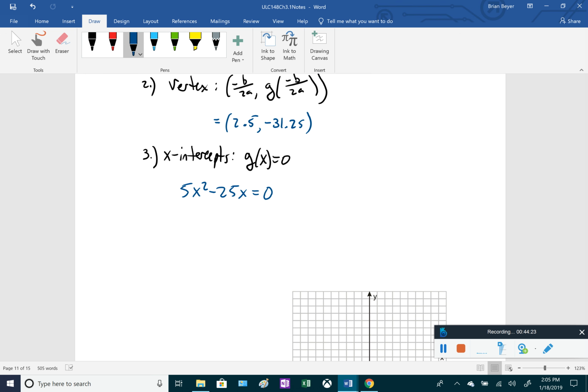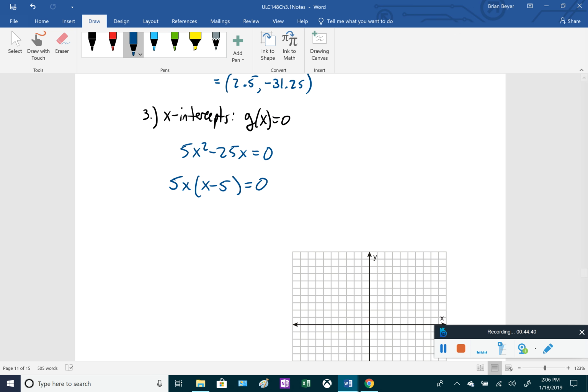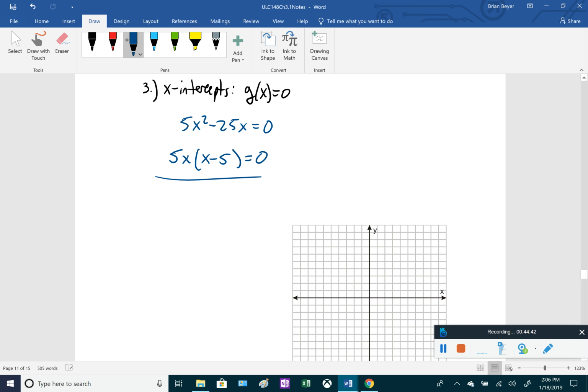So we could use the quadratic formula. The c term would be 0 here because there's no constant. Or we could recognize that there's a GCF of 5x that we can factor out. So if we factor out 5x, we're left with x minus 5. And then we can use the zero product property and say, well, that means either the first factor is equal to 0 or the second one's equal to 0. We solve them separately and we get x equals 0 and x equals 5.